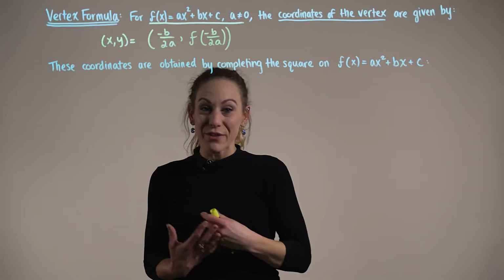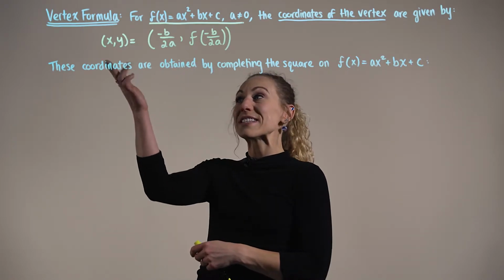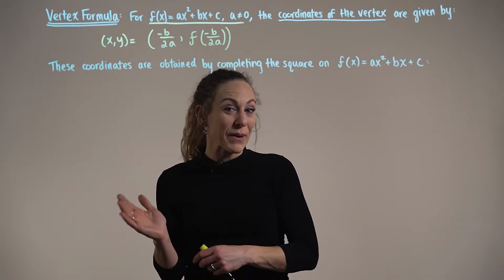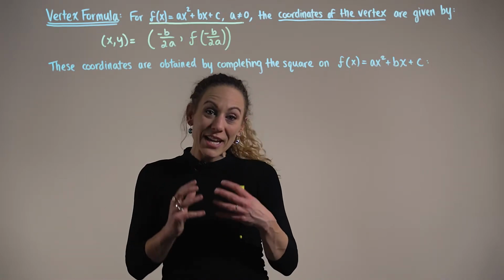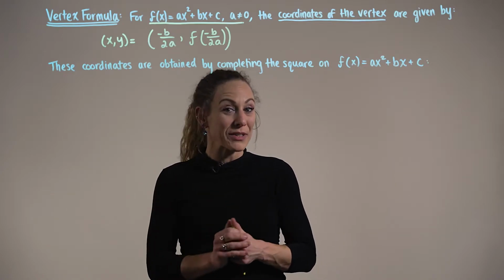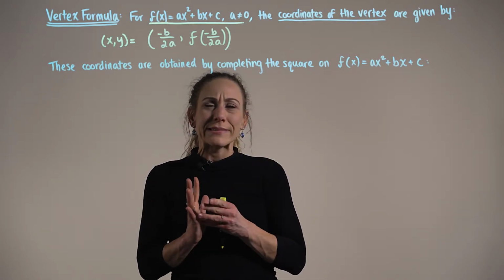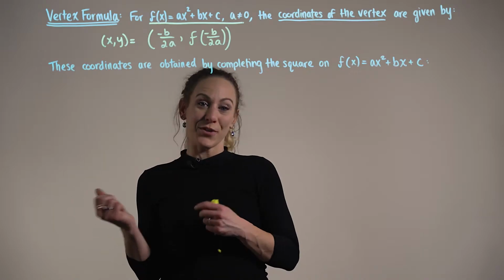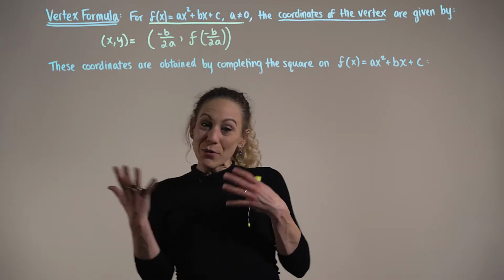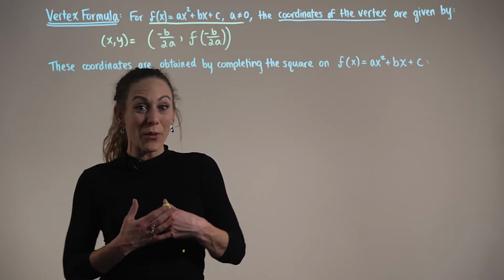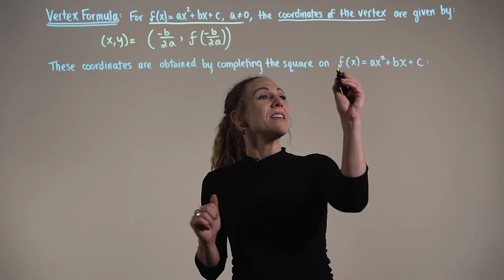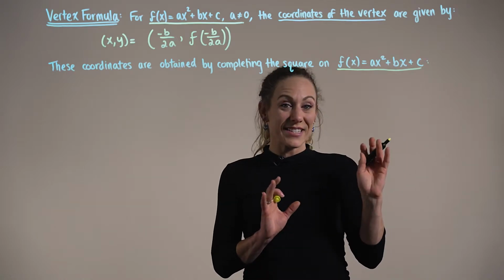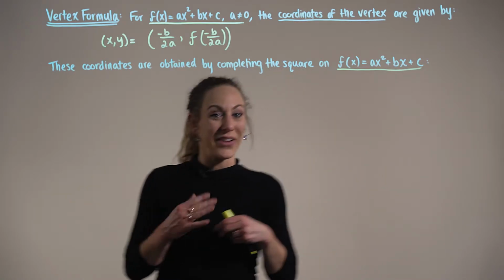So the coordinates of a vertex are defined as x is equal to minus b by 2a, and then we take that x coordinate and substitute it back into the function to find the corresponding y. But where does this formula come from? In order to establish the coordinates for the vertex, we need to go ahead and complete the square on the quadratic function in standard form. So let's take a look.